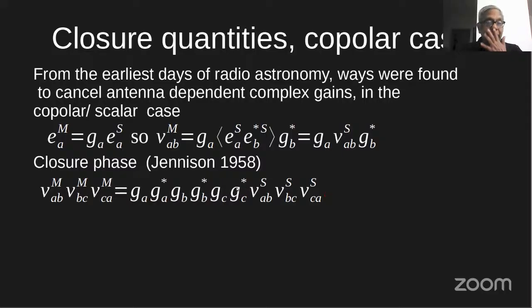So this quantity, the string of 6 G's, is real. So this equation really tells you that the phase of this triple product of true visibilities is the same as the phase of the triple product of measured visibilities. So you've learned something about the true visibilities. And this is called a closure phase.